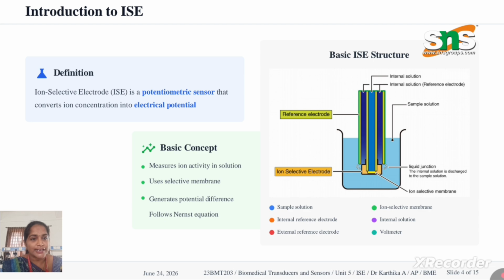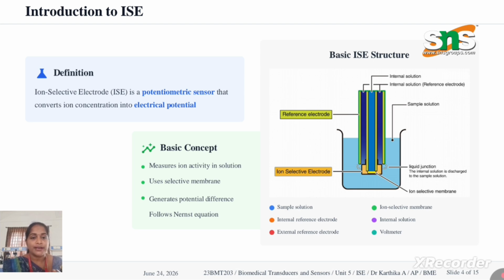See the basic ISE structure. In the first part, in the light blue part, we have the internal solution. On the two sides of dark blue, we have the reference electrode. And these reference electrodes are used for the internal solution, one ion selection. And we have the sample solution in light blue. See the ion selective electrode, which is in yellow color. See the liquid junction part, which is indicated in the diagram. The internal solution is discharged to the sample solution. And we have the light yellow ion selective membrane.